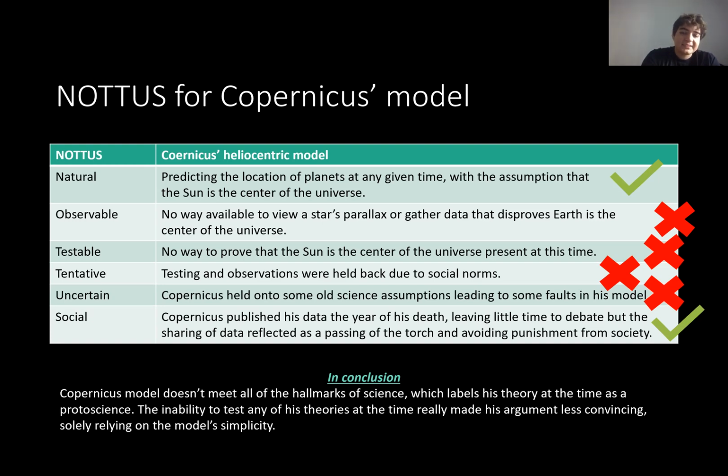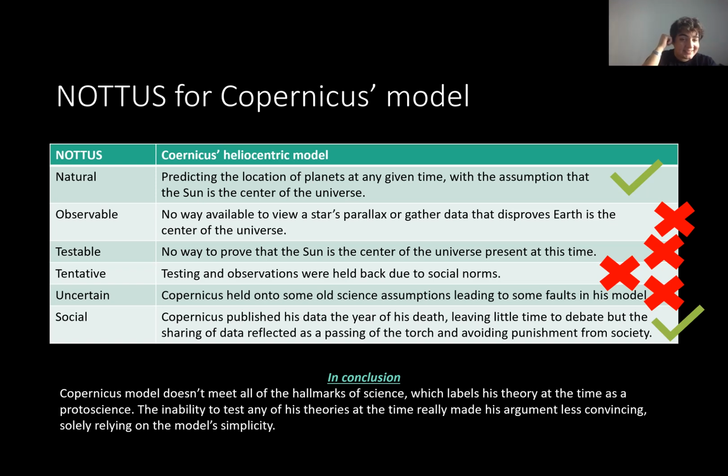Tentative: testing and observations were held back due to social norms. This is more of an X just due to the society of humanity around the time. It was not about his model, so it wasn't due to the lack of a scientist's ability to be open. And Copernicus wasn't without fault. He held on to old science assumptions, which is enough to X him out in the uncertain category. And he passes for social because he did publish his data. Although it was on his deathbed, the dude felt like he needed to avoid punishment or persecution.